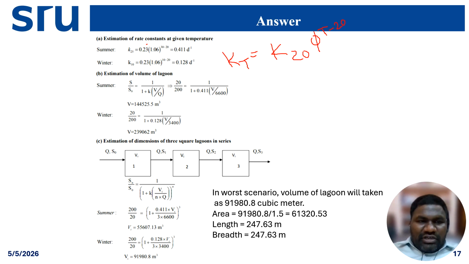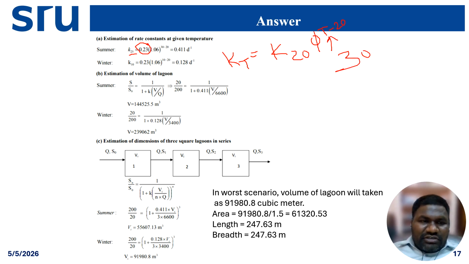This is the equation. So for summer, the average temperature will be 25, as mentioned in the question. So K25 equals K20, whose value is given as 0.23 day inverse. Theta value is given as 1.06. Then in place of T, we need to substitute 30 degrees.